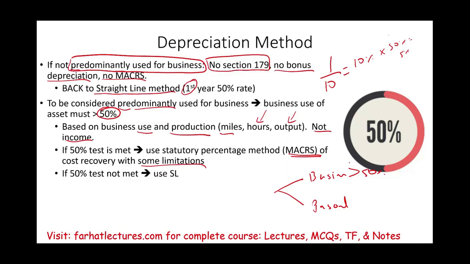If the asset is not used mainly for business, it means it failed the 50% test. So we're using it 70% personal, 30% business. Then we use the SL, straight line method.